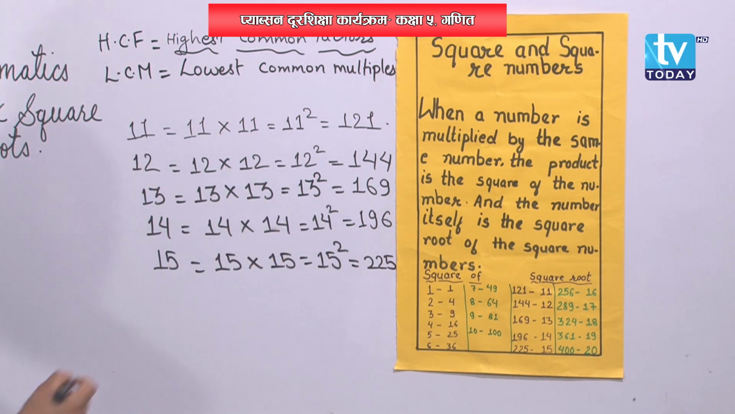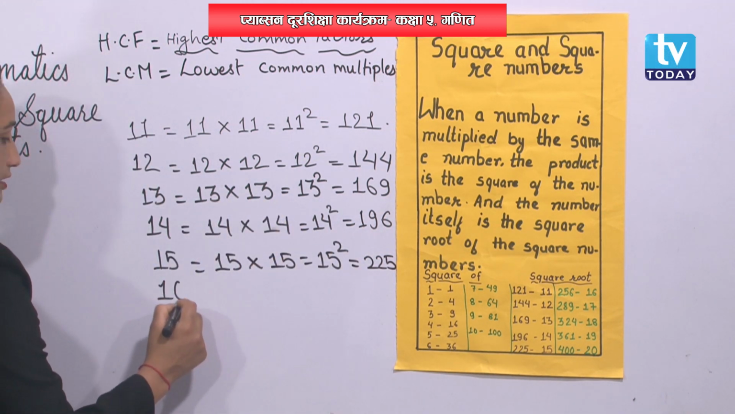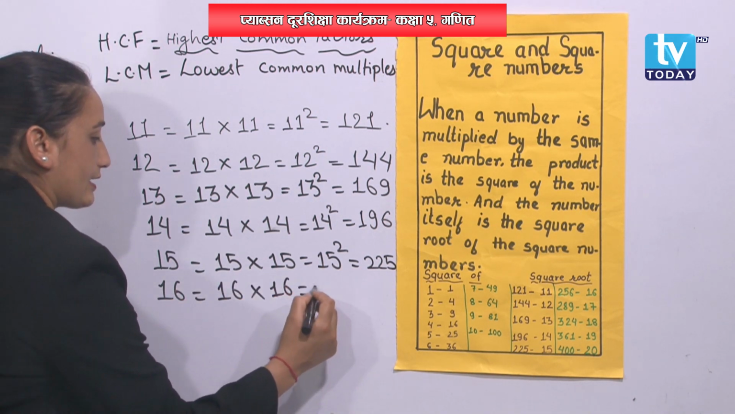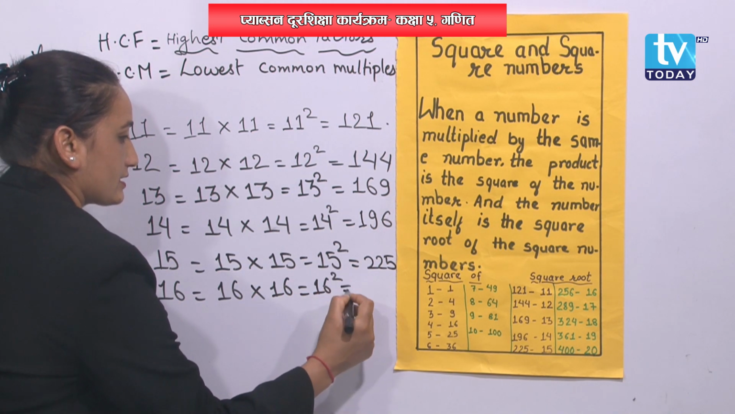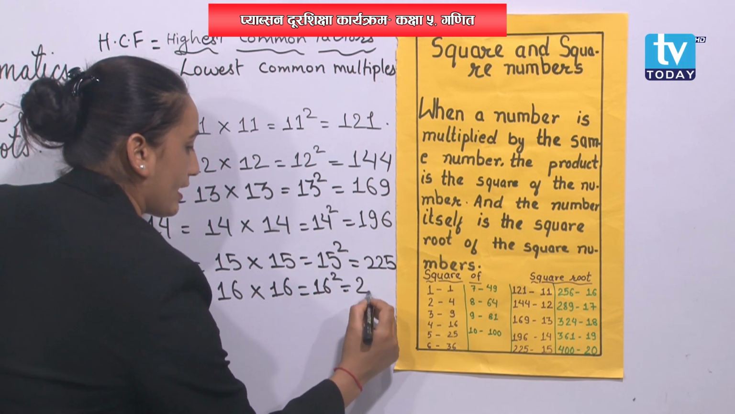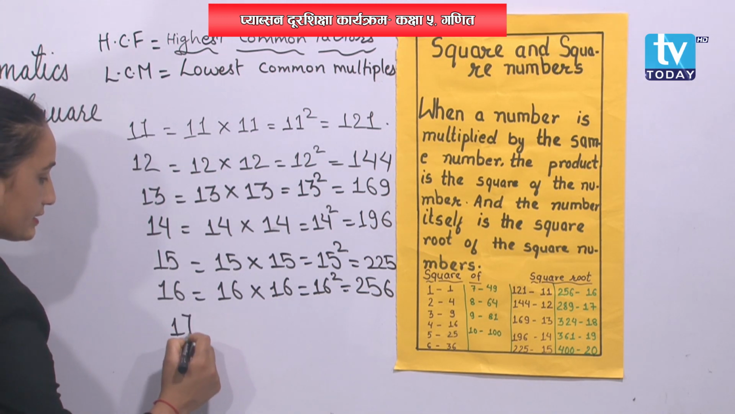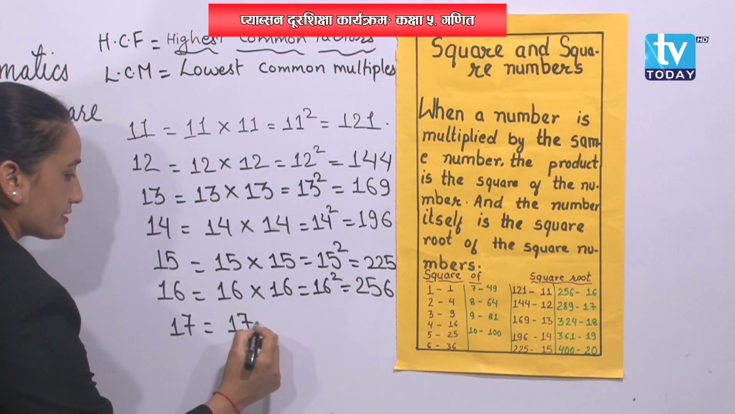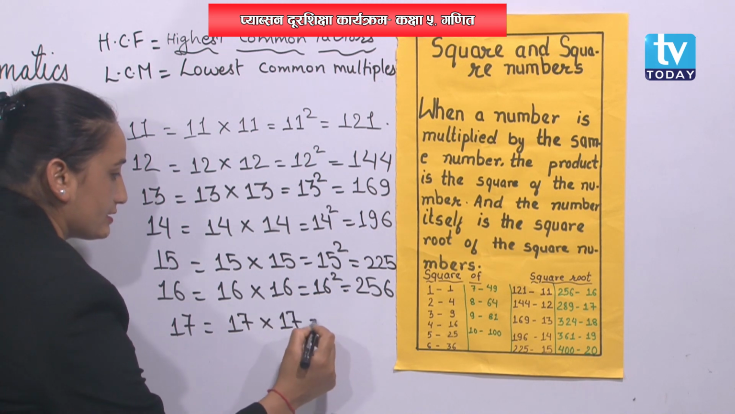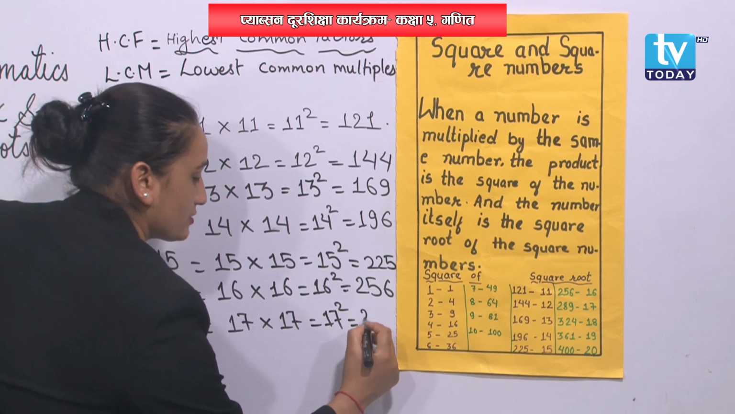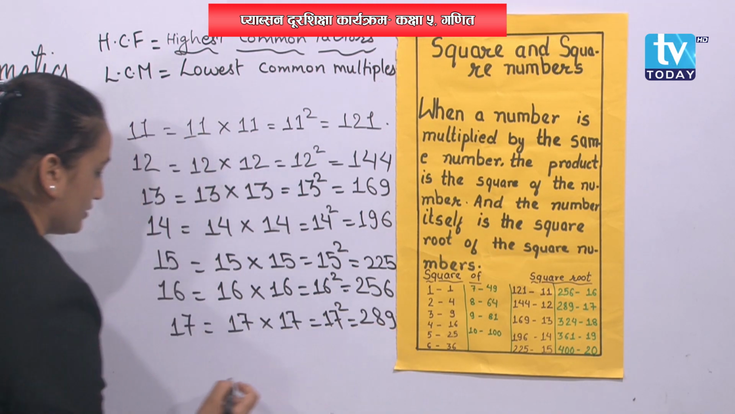Same like 16. 16 into 16, that is 16 square. 16 square means it's 256. Now 17. 17 into 17 equals 17 square. That will be, the answer is 289.